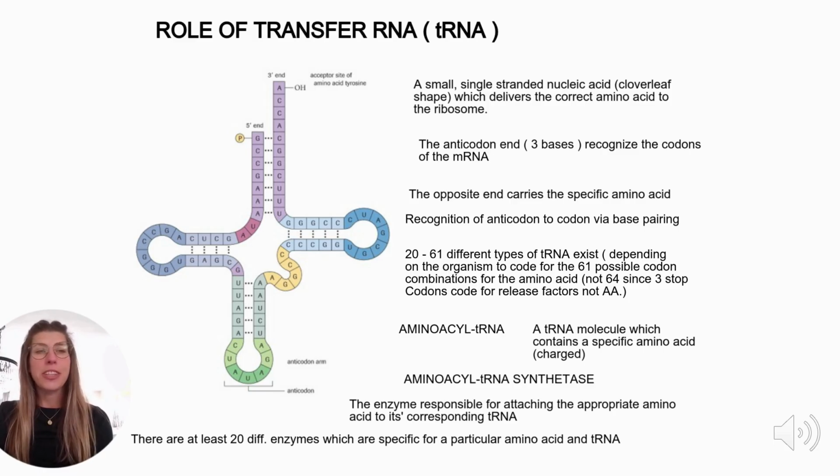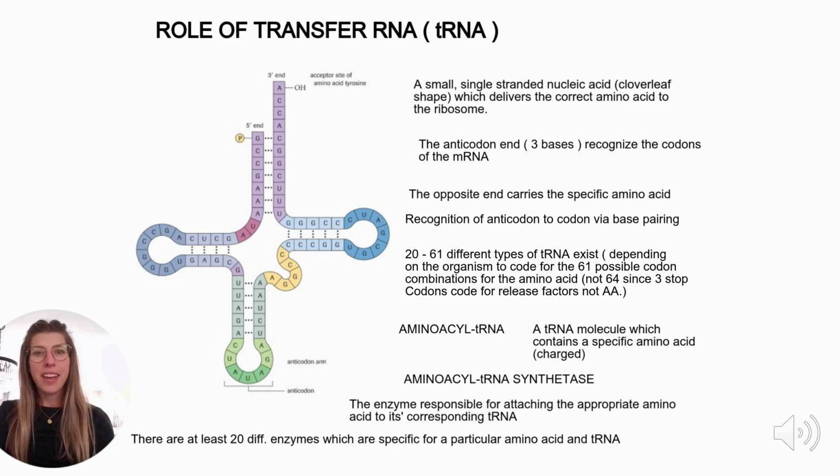So tRNA is a small single-stranded nucleic acid. It actually forms a clover leaf in shape, which delivers the correct amino acid to the ribosome. The anticodon end, where you can see at the very bottom there in the darker green, has 3 bases, as you can see. So on this example, it says AUA. And it recognizes the codons of the mRNA. It's called the anticodon because it has complementary bases involved in the anticodon of this tRNA.